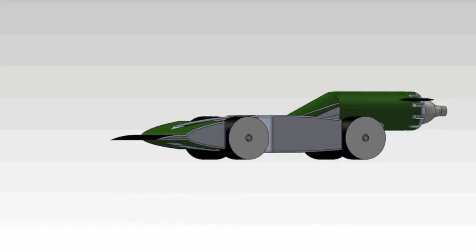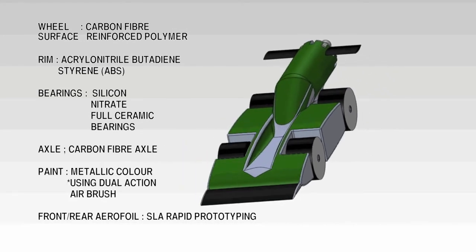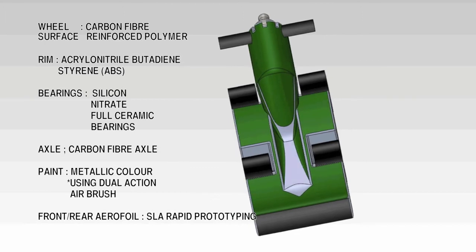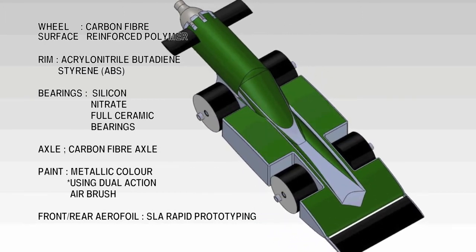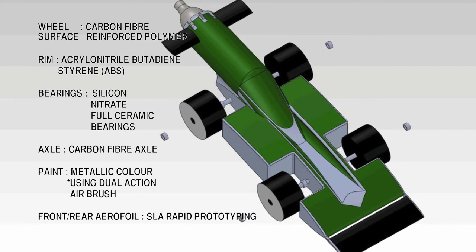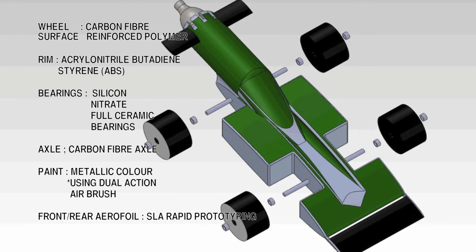I am also in charge of choosing the materials to be used for the car. For the current car design, I am planning to use carbon fiber reinforced polymer for the tire surface as it is strong and light. For the rim, we will use ABS. We will use double bearing for the car, and the bearing that will be used is silicon nitride full ceramic bearing as we want the least amount of friction so the tire can rotate faster.